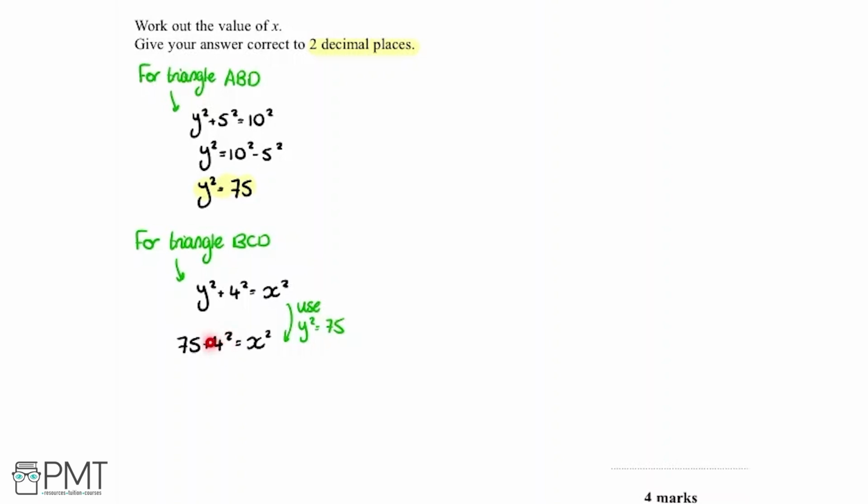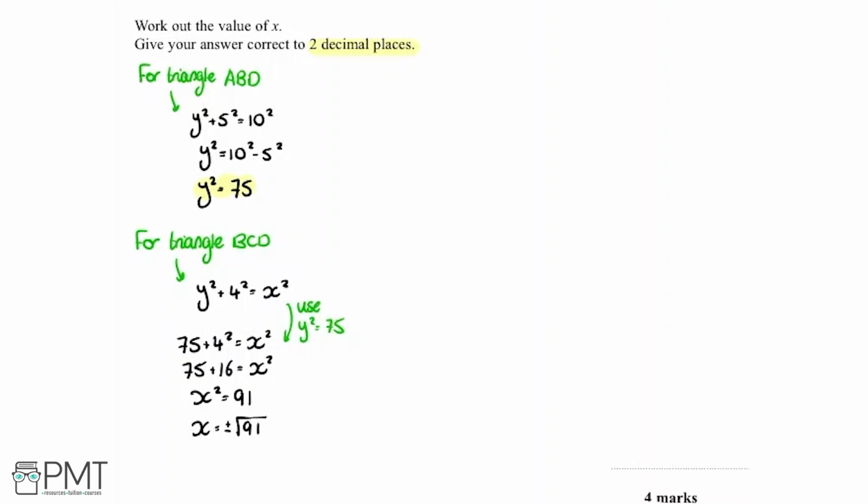And if we work out what 4 squared is, that's 16. So we've got 75 plus 16 equals x squared. And if we add these together, that's 91. So I'm going to write it the other way around so it makes a bit more sense. We've got x squared equals 91. And so to get x, we're going to square root both sides. What's important to note here is because we've got an equation, and we're going to square root, we're going to introduce a plus or minus. So we're going to have plus or minus the square root of 91.